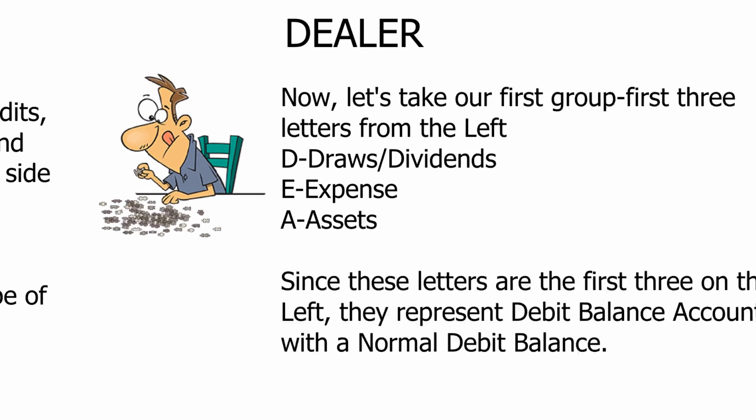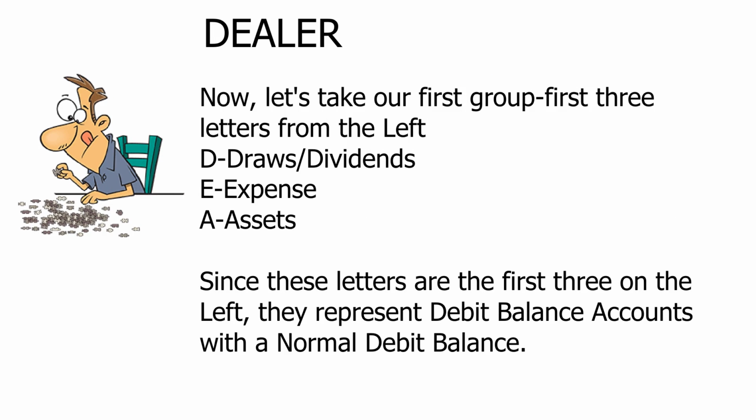Dealer. Now, let's take our first three letters from the left. D, draws/dividends. E, expense. A, assets. Since these letters are the first three on the left, they represent debit balance accounts with a normal debit balance.